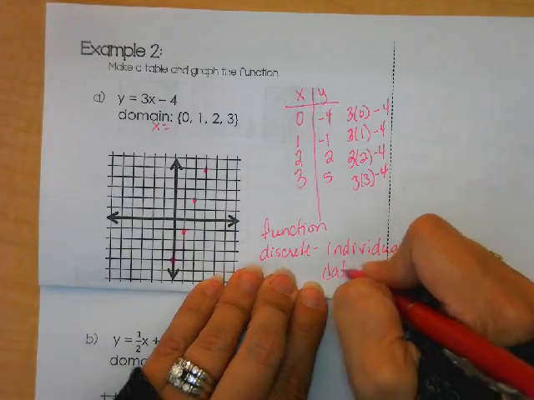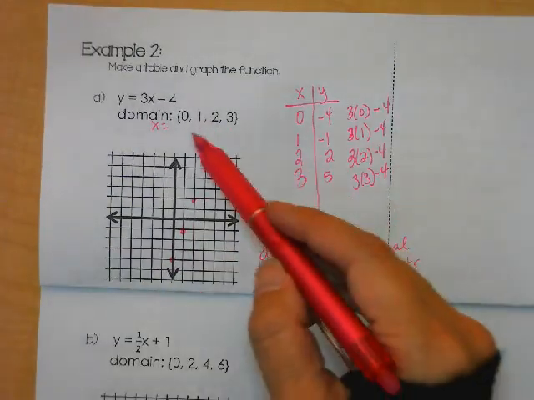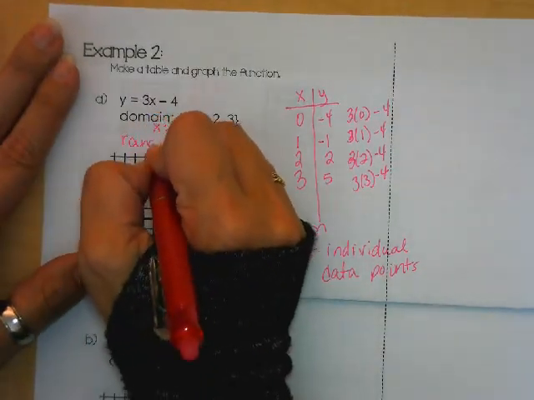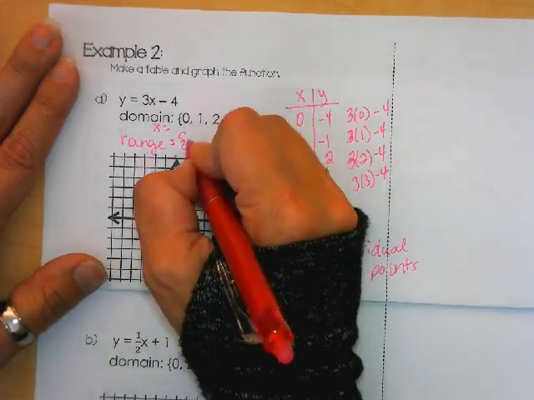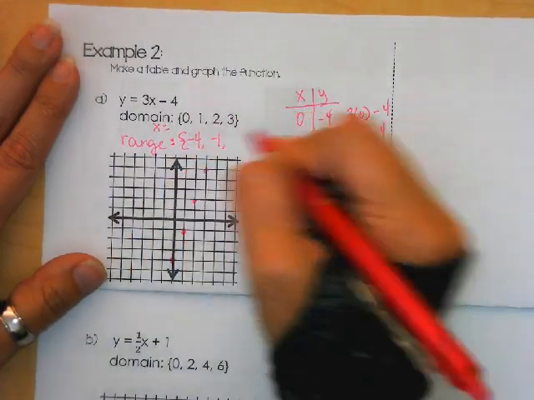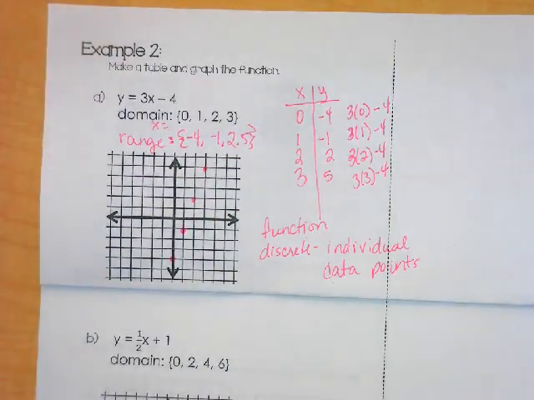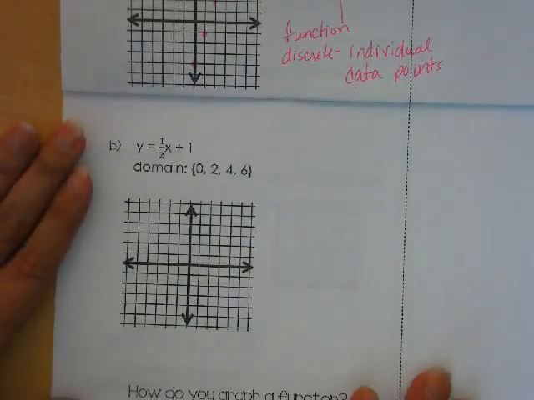data points, okay? It doesn't tell us to connect the dots. These are individual data points. So there is our domain. So if we needed to, we could write the range that goes with it, which would be these y values, negative 4, negative 1, 2, and 5. We can also use a fraction in this.